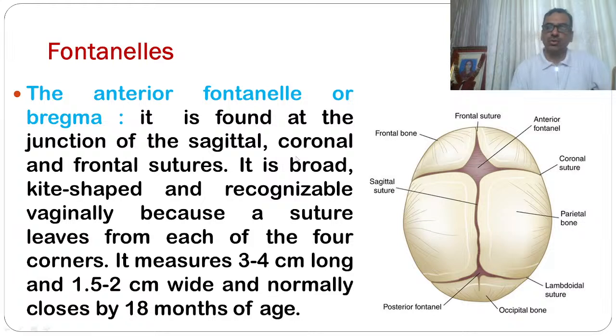Then the anterior fontanelle, or bregma. This one is known as bregma. It is diamond shaped, broad, kite shaped. Kite or diamond, it is recognizable vaginally. When we do PV examination, if we feel a kite-like shape, then we can understand that this is the anterior fontanelle. It measures 3 to 4 centimeters long and 1.5 to 2 centimeters broad. It closes normally by the age of 18 months.